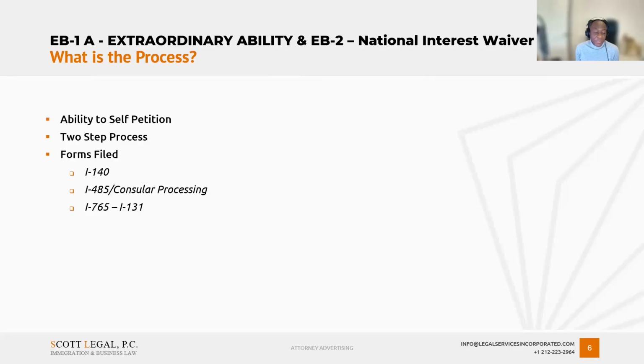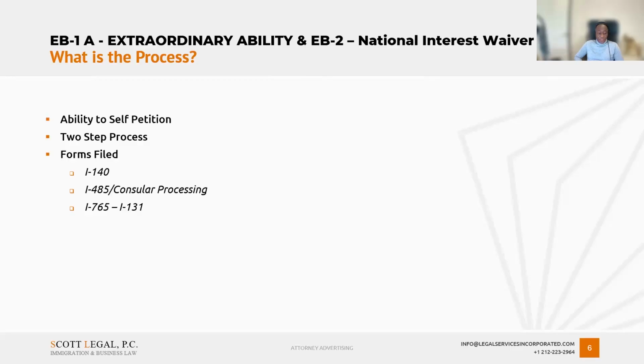For example, under EB1A, the form shows that you have met at least three of the 8 requirements, and you're making an argument that you have extraordinary ability. Similarly, for the EB2, the I-140 is showing that you have A, met the threshold requirements, and B, met the other requirements related to your endeavor being in the national interest and being well positioned to advance the endeavor.